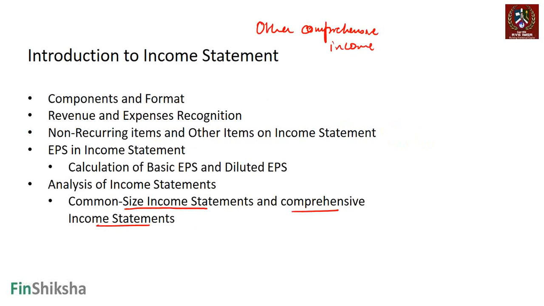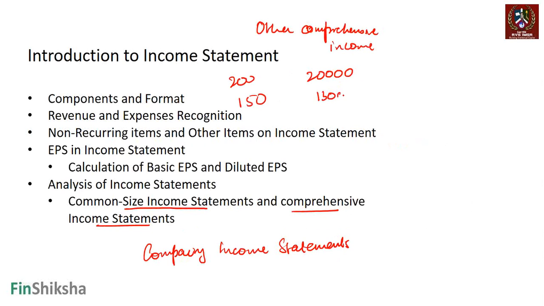Now the first thing we need to understand is that when we look at multiple companies' income statements, unless we use some sort of ratios, we can't really compare income statements between two companies. There's a company that makes revenue of 200 crore and there's a company that makes revenue of 20,000 crore. Cost here is 150, cost here is 13,000 crore. Unless we really dig deeper into the numbers, we can't compare these two companies because their size and scale are completely different.